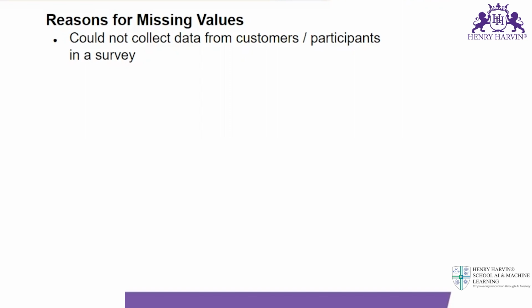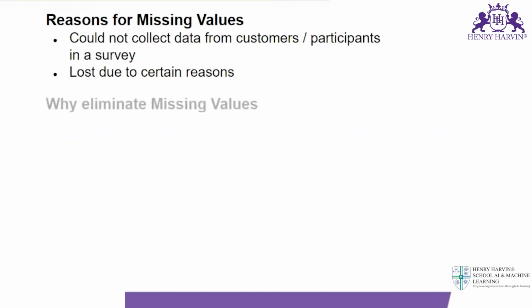Or there can be a reason that the question that you asked in the survey is not understandable by the participants. The question might not be clear, and it might give another meaning. So these are the reasons that you might get missing values in the data set. Apart from that, there can be a reason that you had that data, but due to some reason, you lost that data.